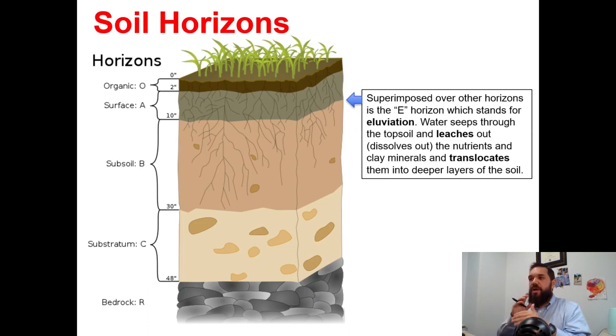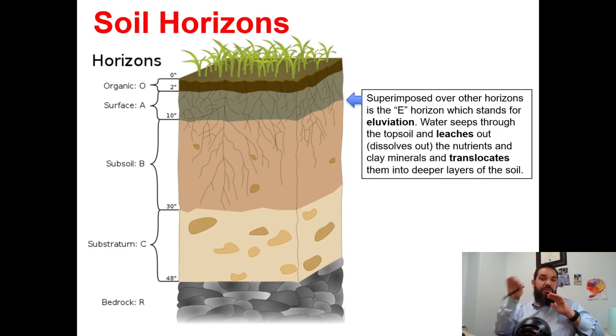Now, kind of superimposed over O, A, B, C, okay? There's this thing we call the E horizon. E stands for eluviation. What eluviation refers to is that as water from the surface percolates down, it's going to pick up a lot of nutrients. As it percolates down, it's going to pick up different water-soluble cations, and it's going to leach them down deeper and deeper into the soils, okay? Some places that happens in a very strong way, some places that hardly happens at all.